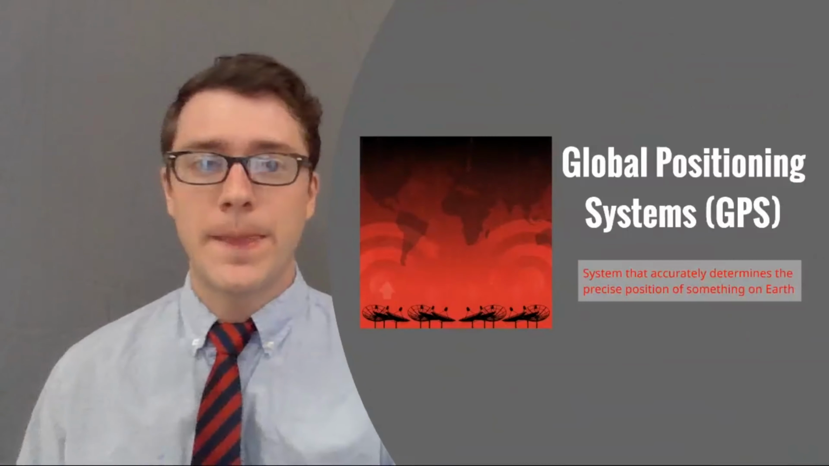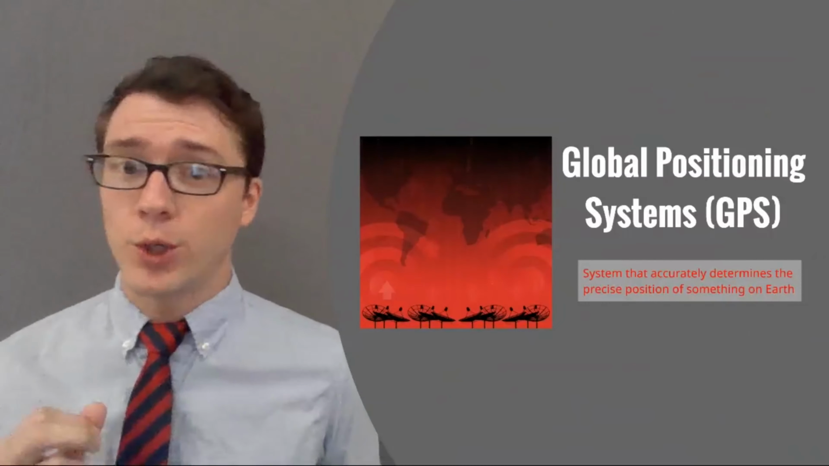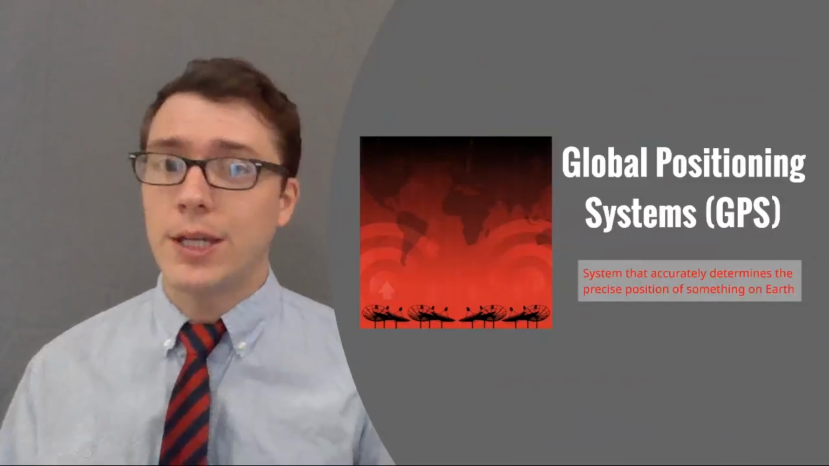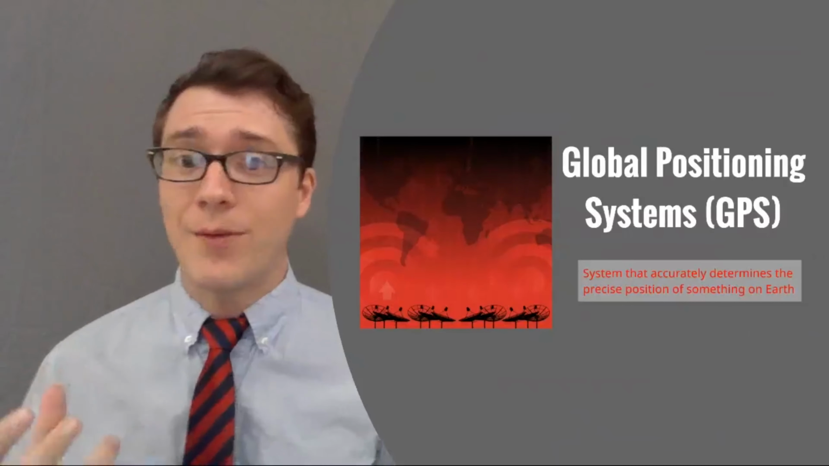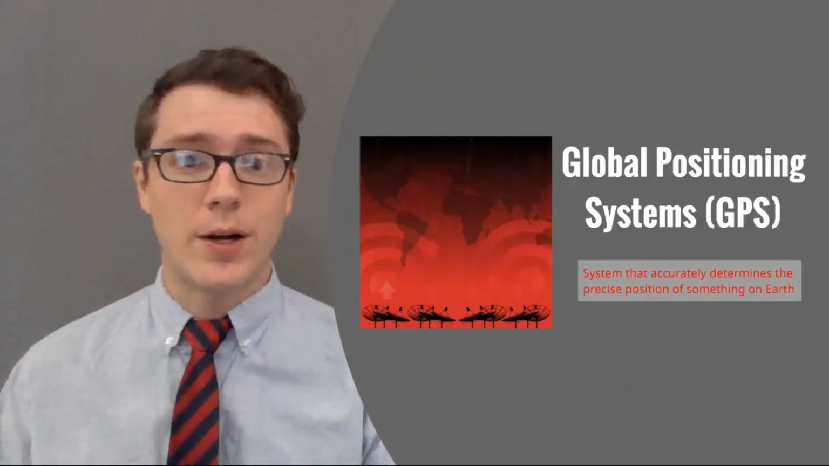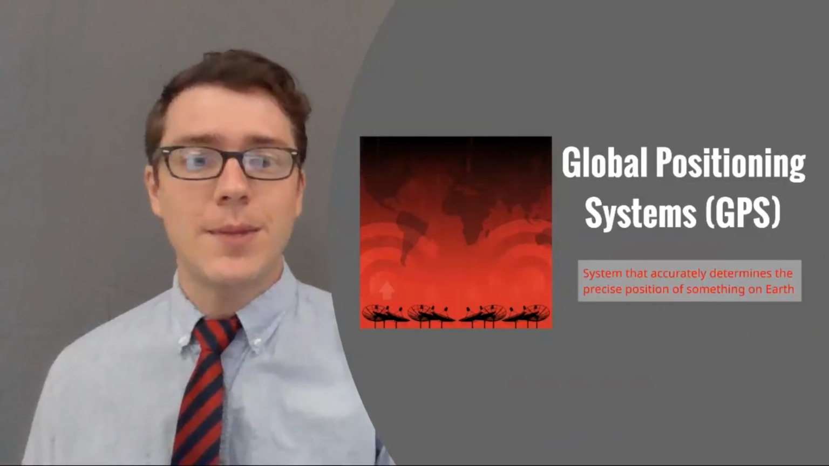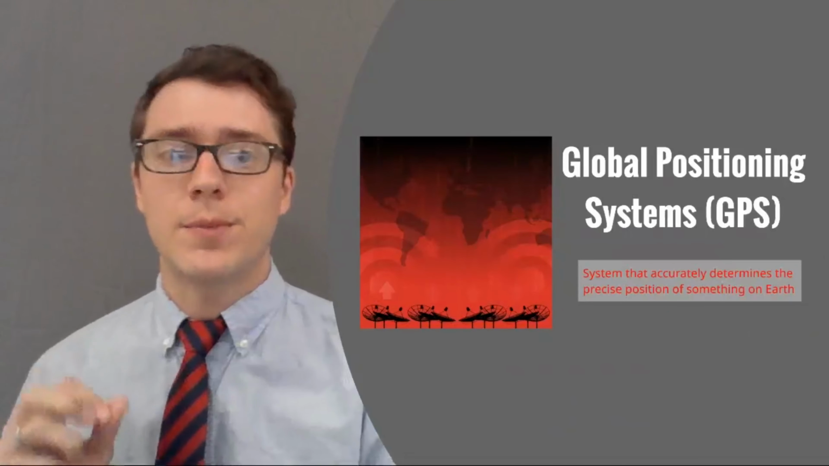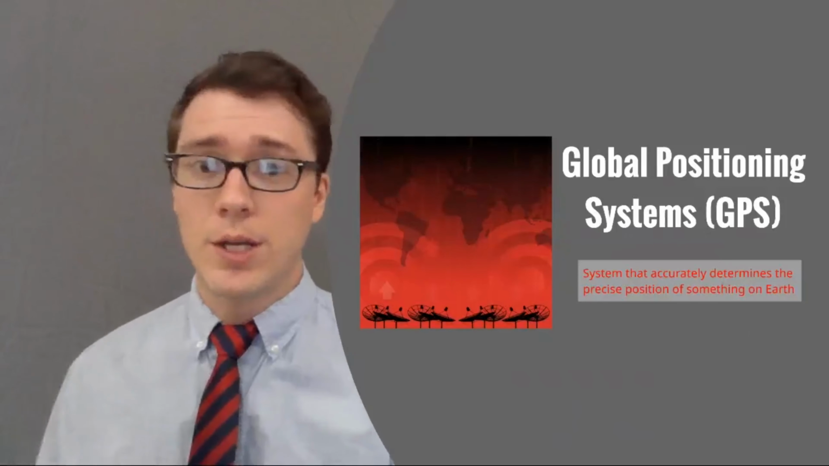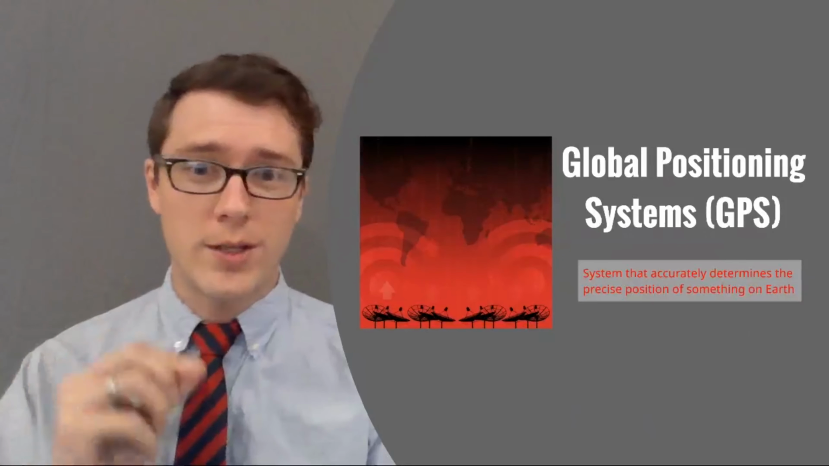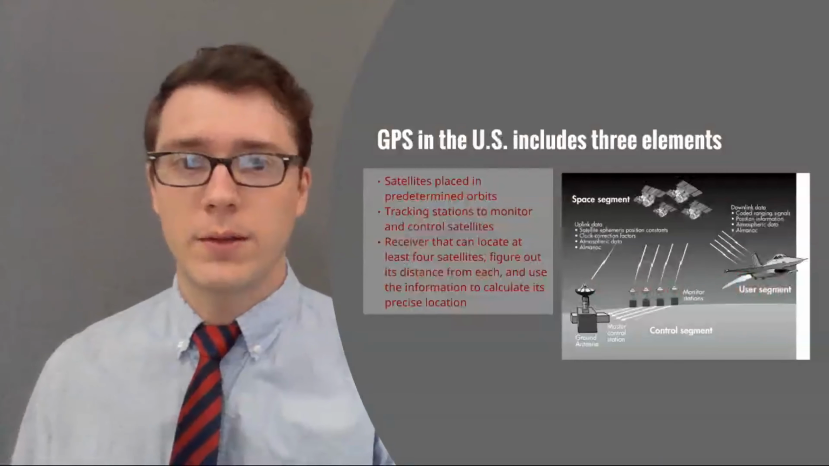The first is the GPS, which is the Global Positioning System, which I think you're probably pretty familiar with. It's in everyone's pockets in their smartphones that they already have. It's the system that accurately determines the precise position of something on Earth. So the GPS helps to figure out exactly where something is on Earth.